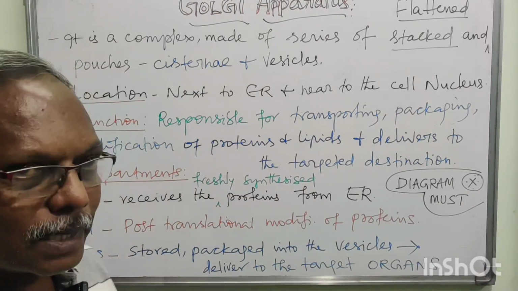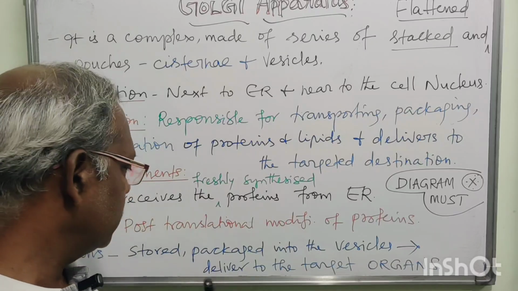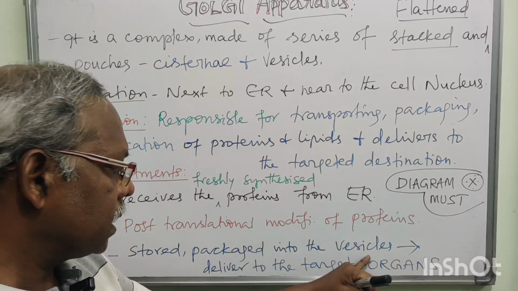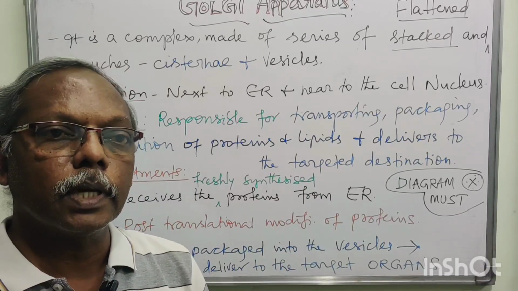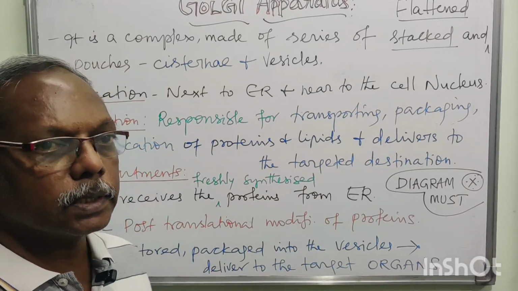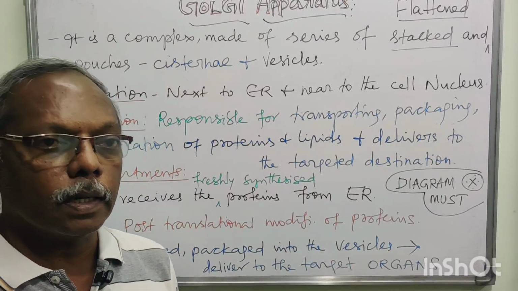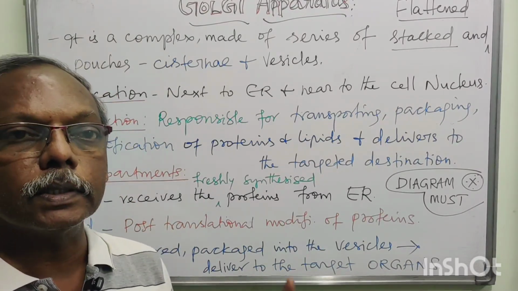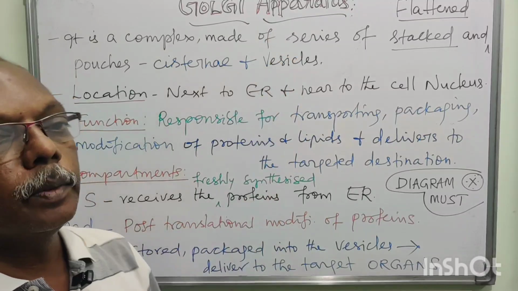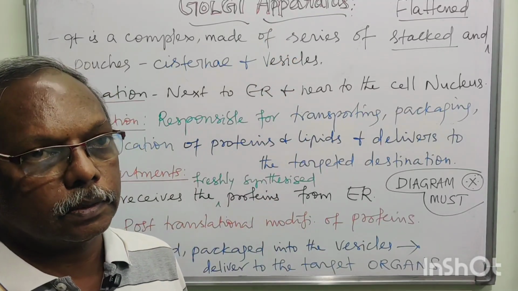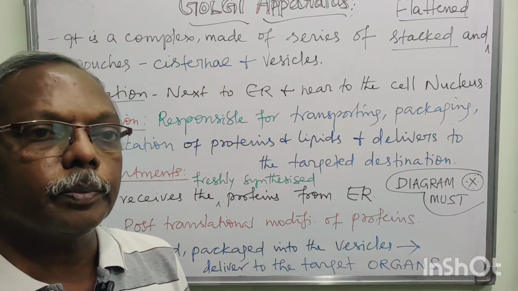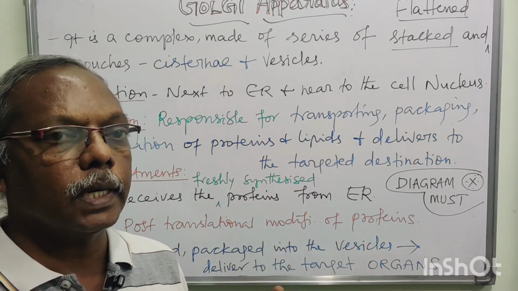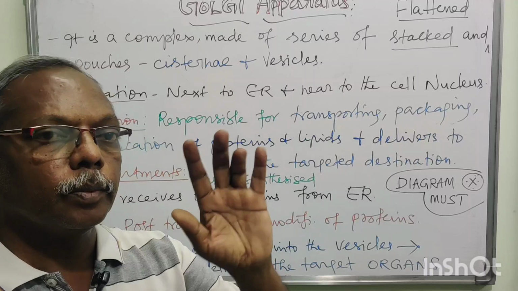Third is the trans form. The name itself suggests it is stored, packaged into vesicles and finally transported, that is delivered to the targeted organs. So cis form, medial form, trans form, you have to mention all three compartments of the Golgi apparatus. The diagram is very important. For any cell organelle question, you have to draw the cell diagram and mark proper labeling.